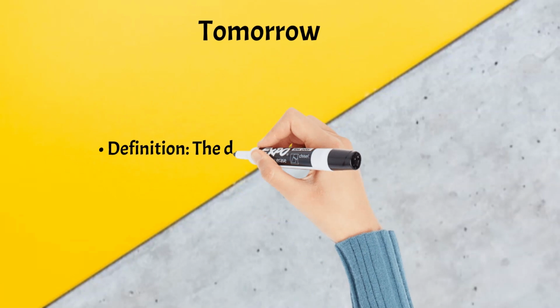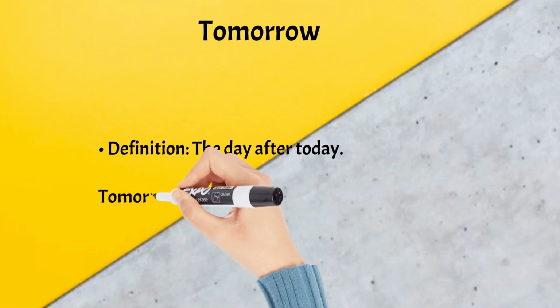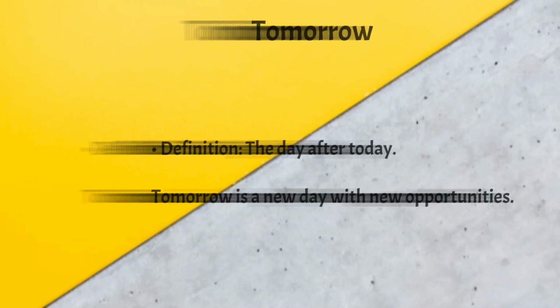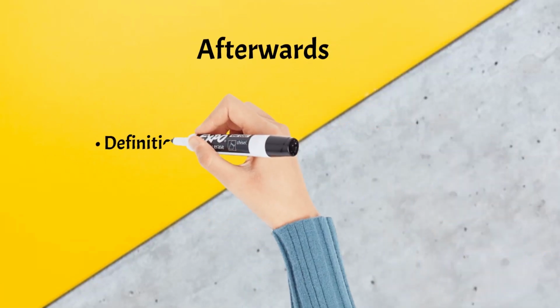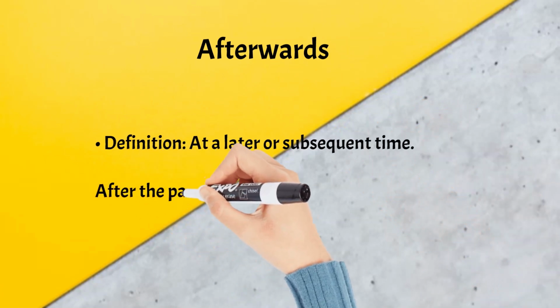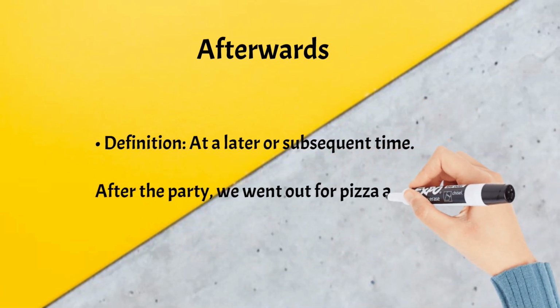Tomorrow. Definition: the day after today. Example: tomorrow is a new day with new opportunities. Afterwards. Definition: at a later or subsequent time. Example: after the party, we went out for pizza afterwards.